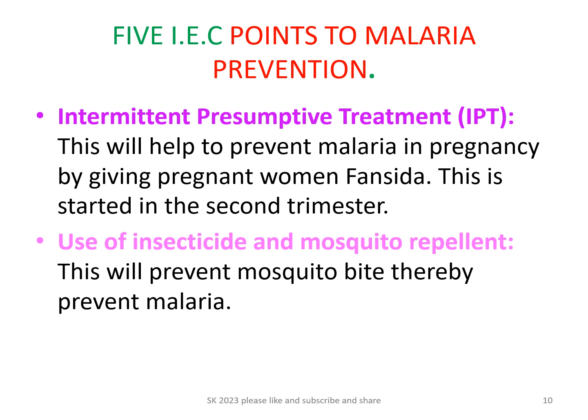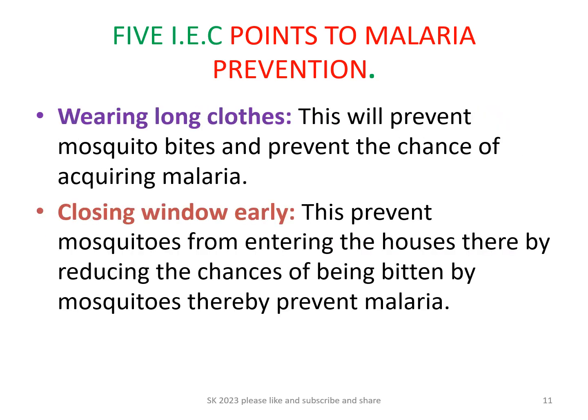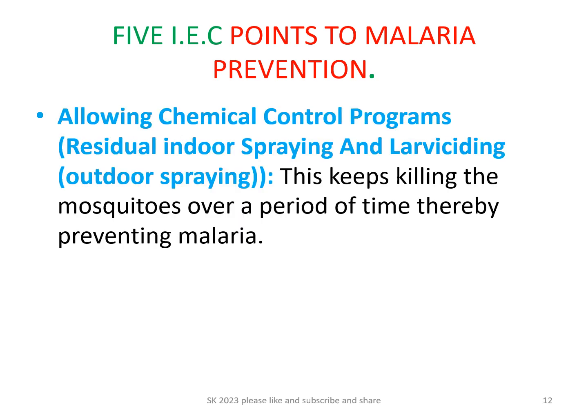Okay, so intermittent presumptive treatment, this also is given. Fansidar is given to pregnant women to prevent malaria in the second trimester. Use of insecticide and mosquito repellent will prevent mosquito bites, preventing malaria. Then wearing long clothes, closing windows early, same thing. Then allowing chemical control programs, indoor spraying, will also allow killing of mosquitoes and their larvae over a period of time, thereby preventing malaria.